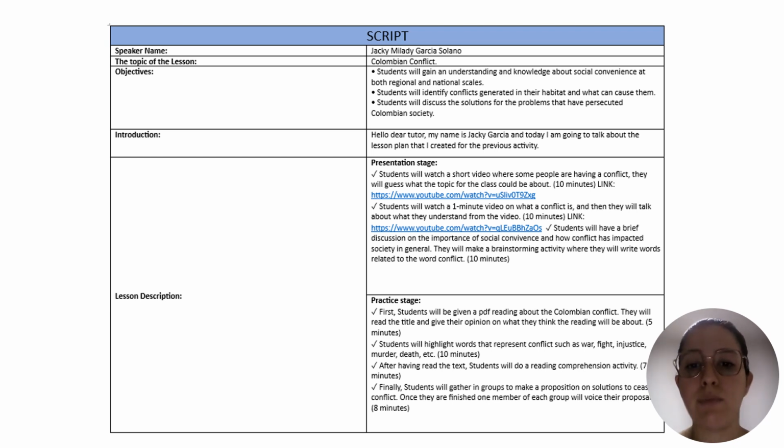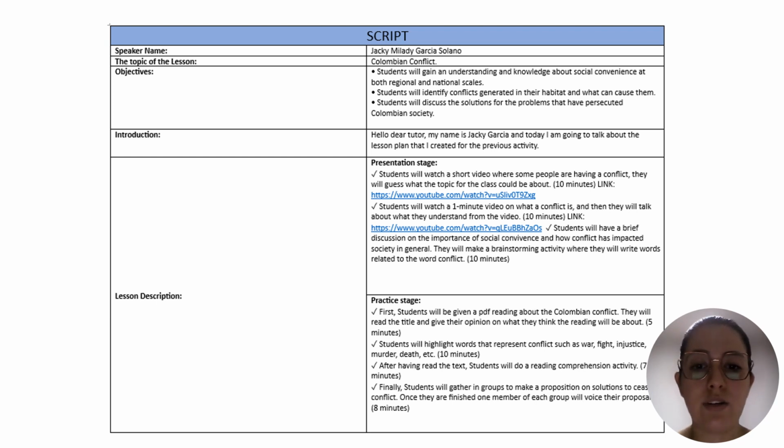Then we move on to the practice stage. In this part, the students will be given a PDF reading about the Colombian conflict. They will read the title and give their opinion on what they think the reading will be about. With this first part, we wanted to enhance the listening skill. In the second part, it is addressed to the reading skill, joined of course with the main topic, which is the conflict. And then the idea is for them to practice speaking as well, giving their opinion.